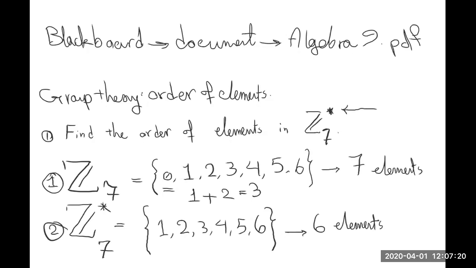In the second case, in Z7 star, the operation is multiplication. So when we have 1 and 2, the operation is multiplication, which gives 2. Remember, whenever there is no star, the operation is addition. Whenever there is a star, the operation is multiplication. The other difference is that whenever there's a star, we only consider the elements which are co-prime with respect to this number, in this case 7.